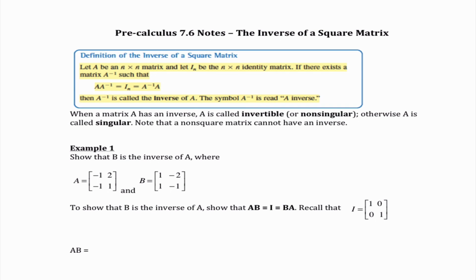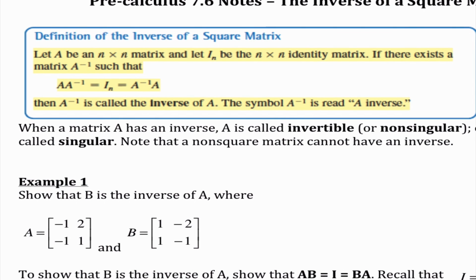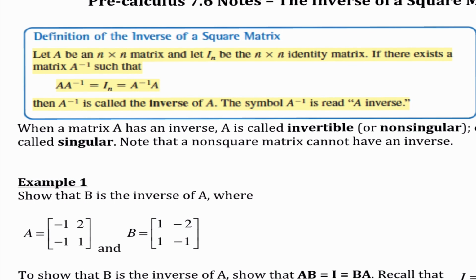Hi guys, it's Miss Miklos, and in today's lecture we are going to be talking about the inverse of a square matrix. So let's go ahead and just look at our definition of what this is. It sounds kind of technical, but it says let A be an n by n matrix, so notice the rows and columns are the same, and let I sub n be the n by n identity matrix.